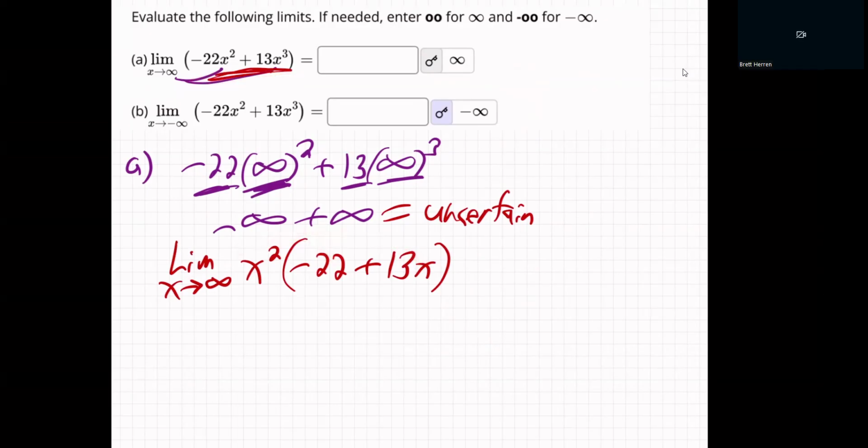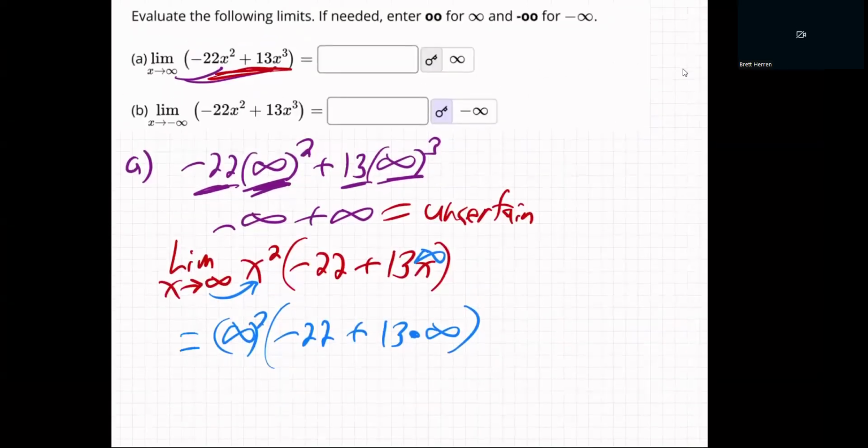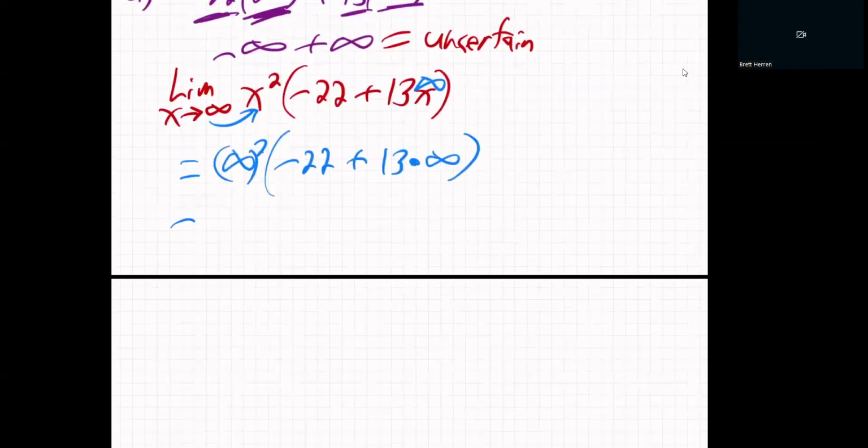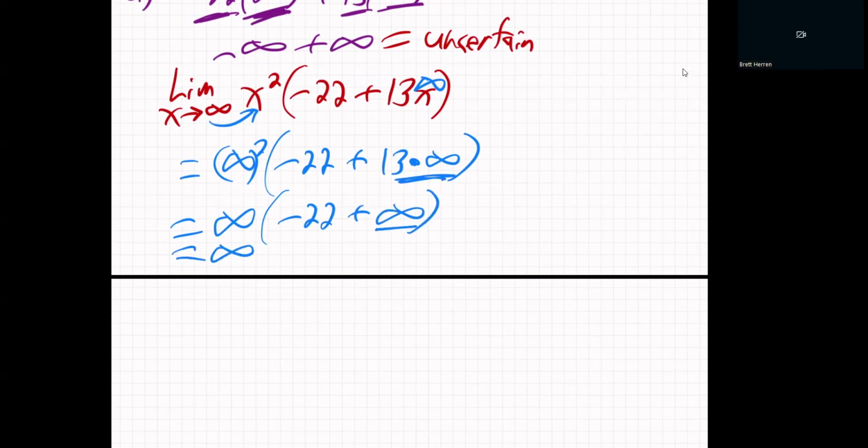Why does that matter? Well, plug in the infinity there, you get infinity squared. Plug infinity here, you get minus 22 plus 13 times infinity. So what's that? Well, that's going to be infinity squared, that's just infinity. And minus 22 plus 13 times infinity, well, that's just infinity. And what's infinity take away 22? Well, that's just infinity. And what's infinity times infinity? That's infinity. Nothing unclear about that. You see what I'm saying?